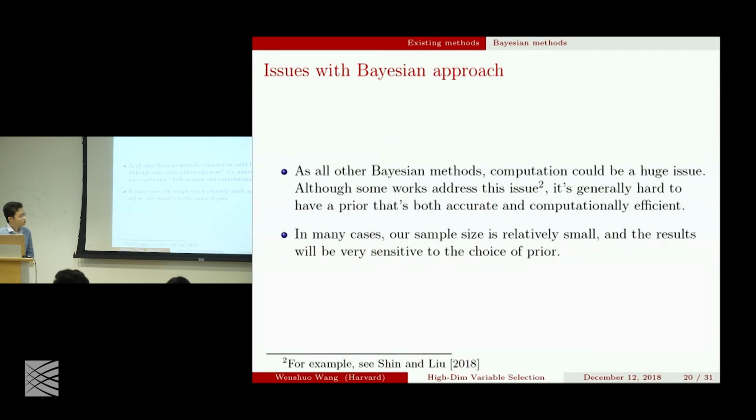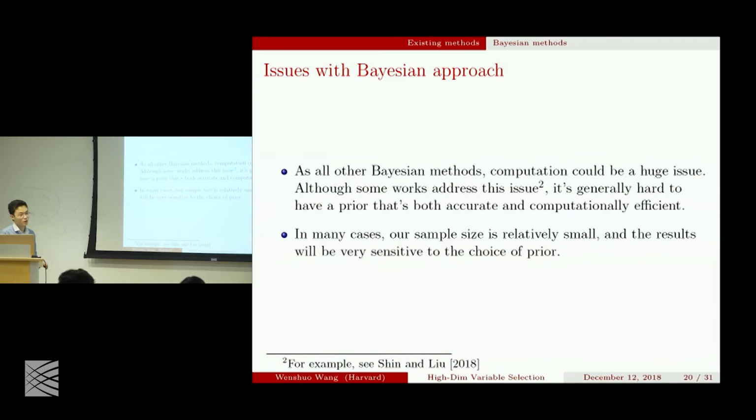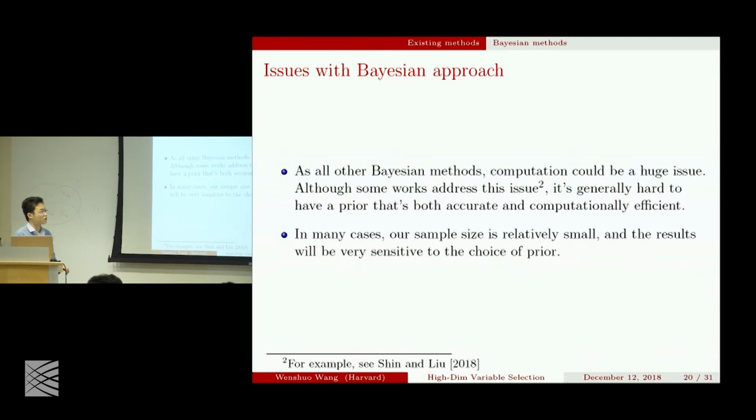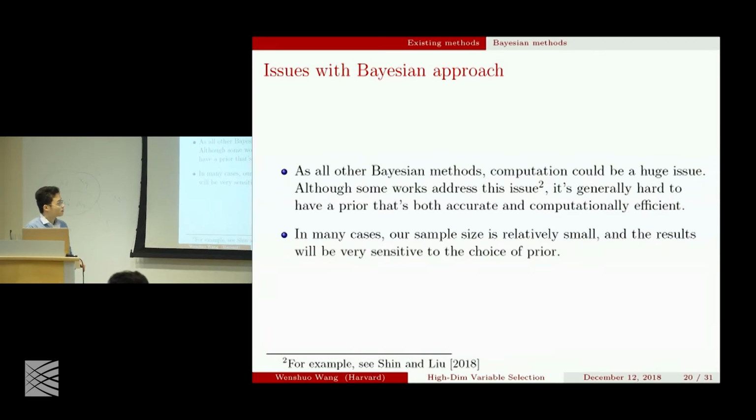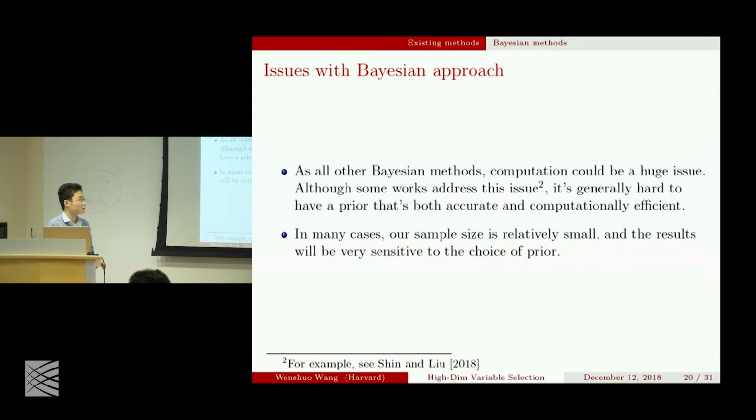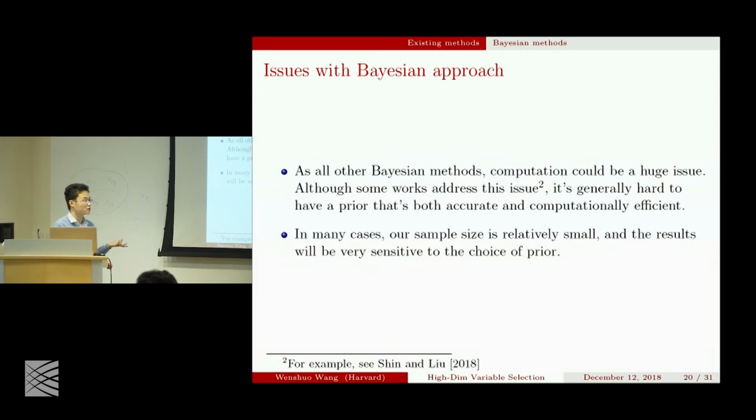By being a Bayesian, there's a price you pay, which is a big price in computation. It could be a huge issue. Usually it's hard to have a prior that is both accurate, in that it really reflects your knowledge, and computationally efficient. It's always hard to achieve both. Also, a more important issue is that in a lot of cases we have a very small sample size, and the results are going to be very influenced by the choice of prior. It's going to be sensitive.